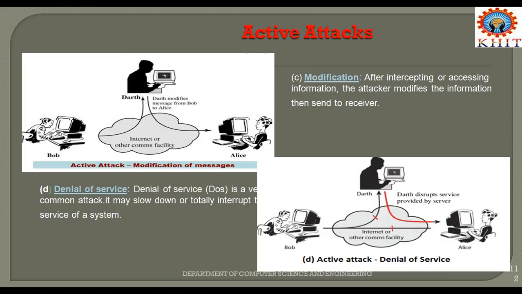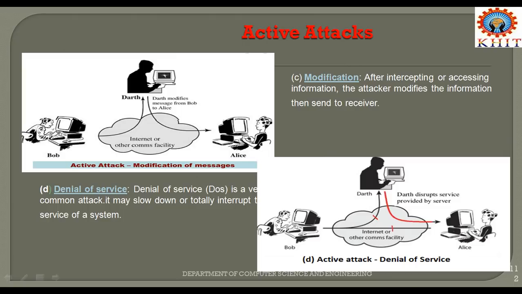Modification. What is the modification? After intercepting or accessing information, the attacker modifies the information and then sends it to the receiver. The modified information is sent. For example, Bob is sending some message. That message is received by Darth, who modifies it, and the modified data goes to Alice. Alice is not receiving the actual data. She receives the modified data, but she doesn't know.